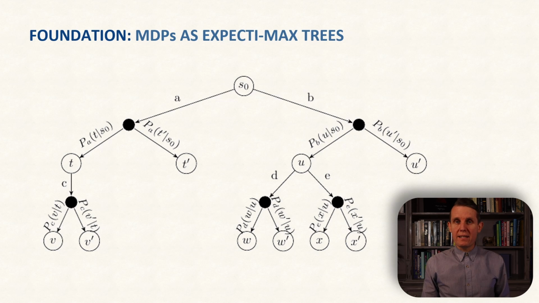We can represent any MDP as a possibly infinite tree. These trees are far too big to represent and visualize on a slide, but we're going to use this idea that MDPs are Expectimax trees in order to help us understand and construct the Monte Carlo Tree Search algorithm for single agent MDPs.